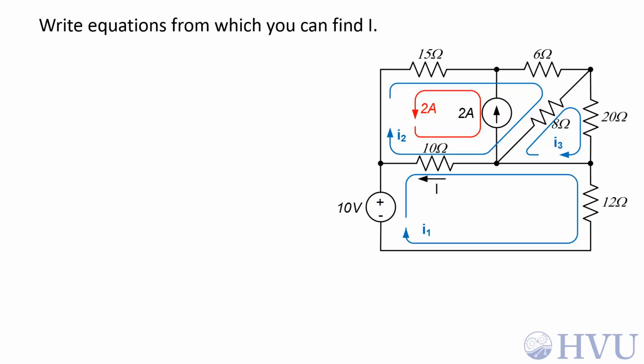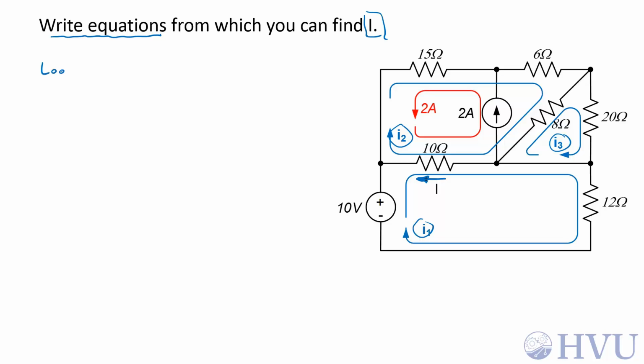For this example, we want to use the given mesh and constrained loops to write equations for this circuit from which I can find the current I, the current in this direction through this 10 ohm resistor. I have three mesh currents, I1, I2, and I3. So I'm going to end up with three mesh equations in three unknowns. Then I'll have another equation from which I can determine I in terms of the mesh currents. That'll give me a total of four equations and four unknowns.